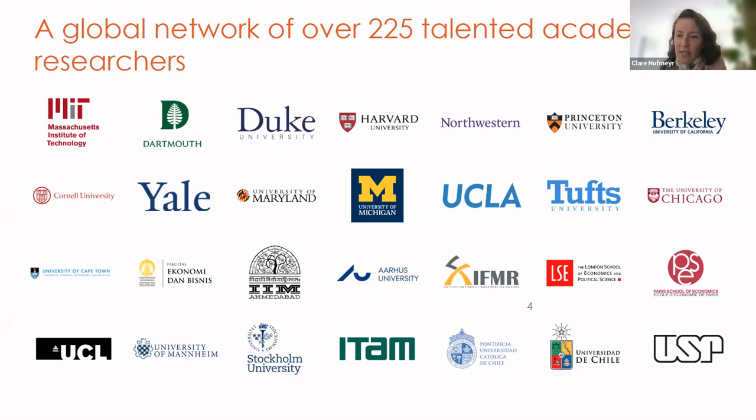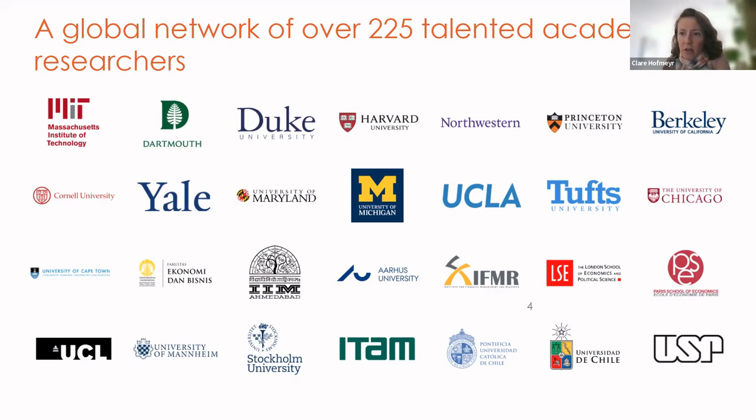JPAL stands for the Abdul Latif Jameel Poverty Action Lab, and it began in 2003 at MIT in the United States. It's a network of over 225 affiliated researchers. That number seems to get outdated very quickly because new researchers are being added relatively constantly. And they're based at leading universities around the world. We've got some of the logos there from universities.